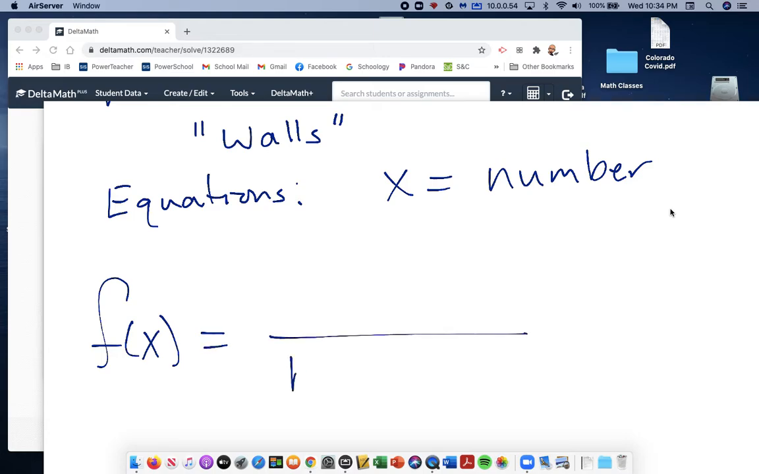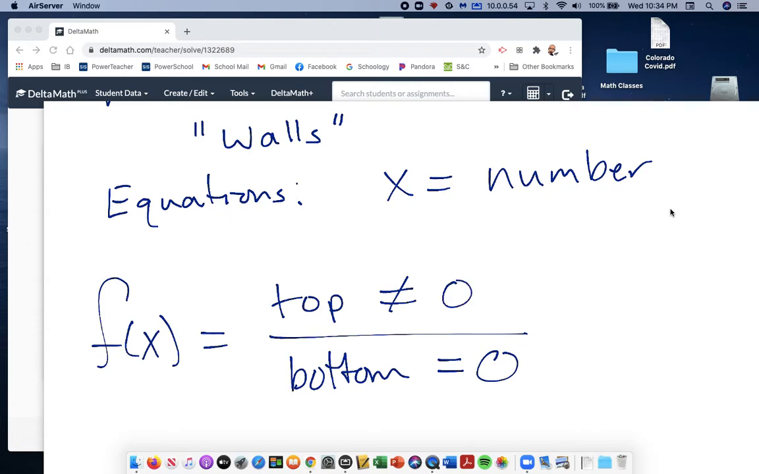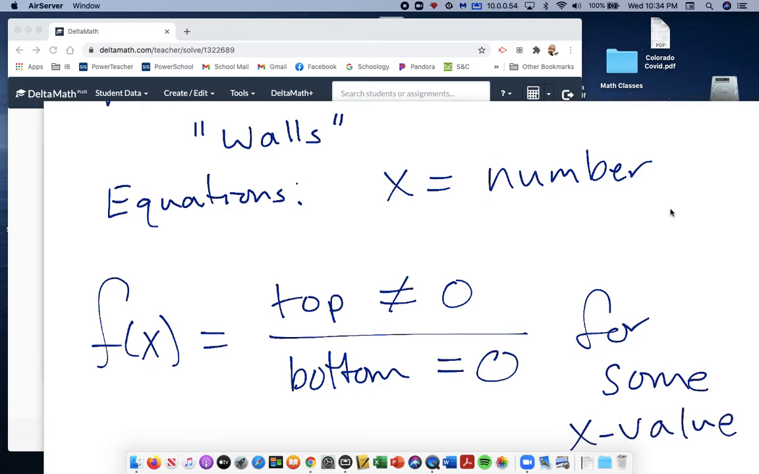The way we find it is, if we have a function f of x, we need the bottom to equal 0 and the top to not equal 0 for some x value. So we want to look at when the bottom equals 0 but the top does not. The easiest way is to figure out when the bottom equals 0 and then plug it into the top and see if it works. So let me show you what I mean.